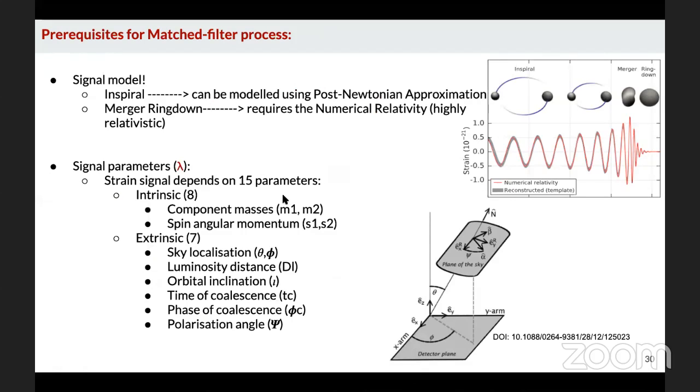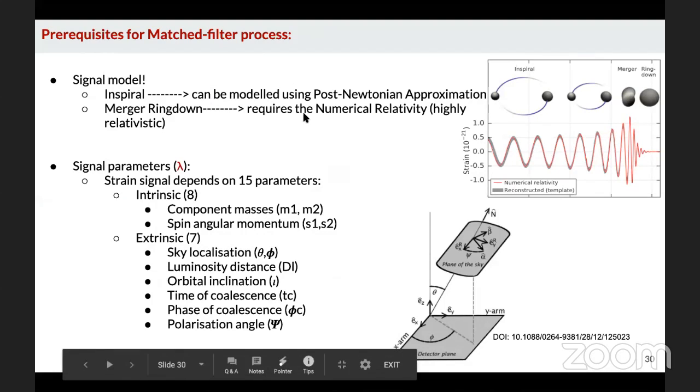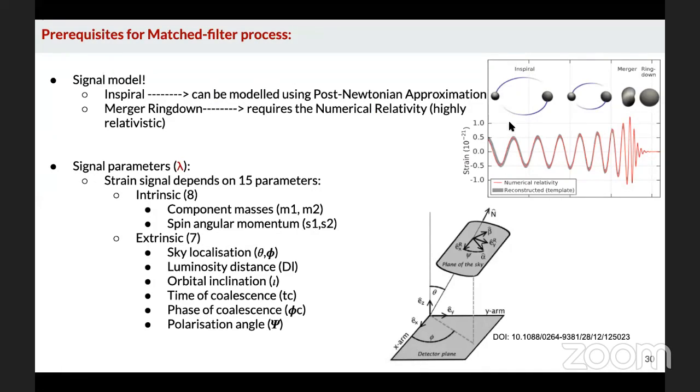So we understand that the match filter process, in simple language, is basically correlating our signal with the LIGO data. But correlating a signal with the model depends on how well we model our signal. Signal modeling is one of the crucial things for gravitational wave detection because it requires information on the inspiral, merger and ringdown phases of the binary system. Okay, the inspiral can basically be modeled by a simple equation, the post-Newtonian approximation.